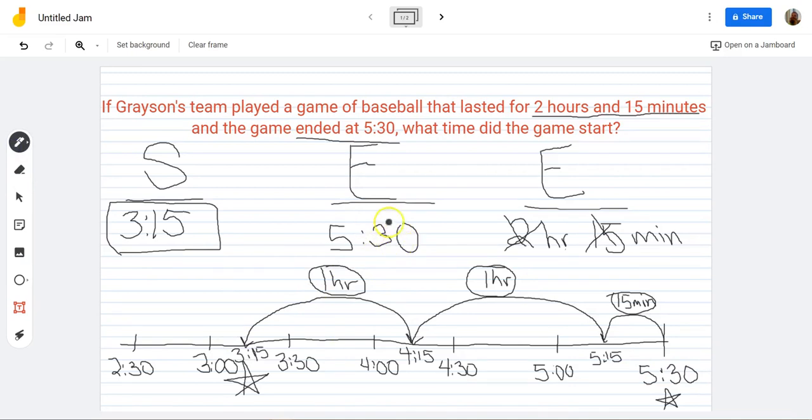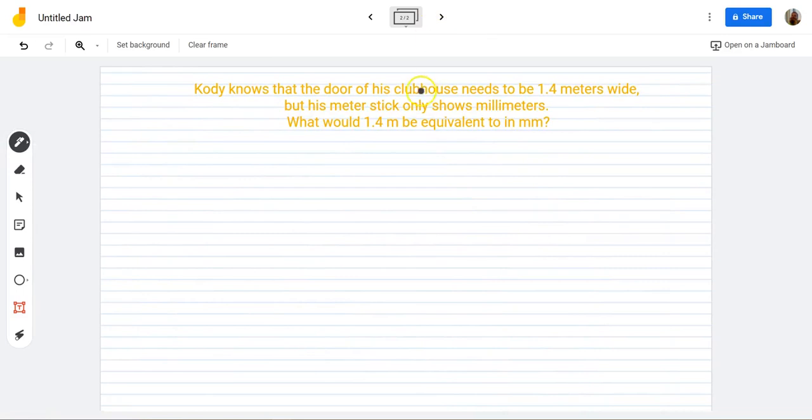We can double check by taking away our minutes. 30 minus 15 is 15. 5 minus 2 is 3. So this is making sense to me. I think that this answer is the best answer. So I'm going to go ahead and move on to my next question.